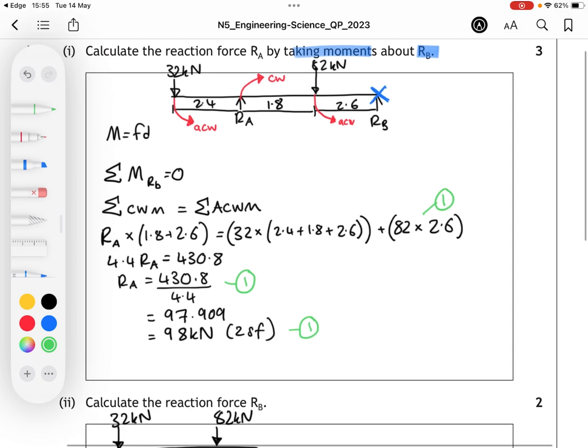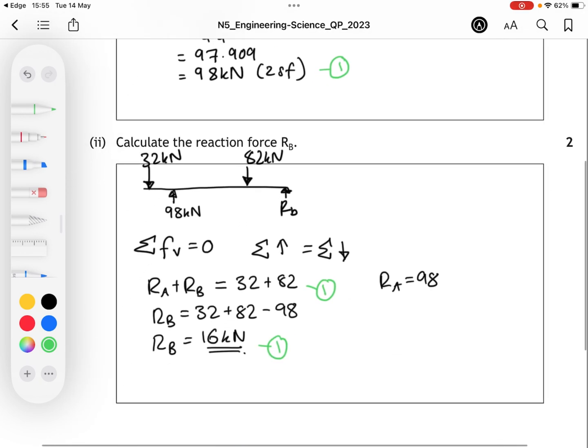And so that's how you want to answer a question where you are particularly asked to take moments. And again, for part B here, you're just told to calculate the reaction force RB. So you can use moments, but it's a little bit more straightforward and a little bit quicker to use the equilibrium equation, the sum of vertical forces equal to 0.